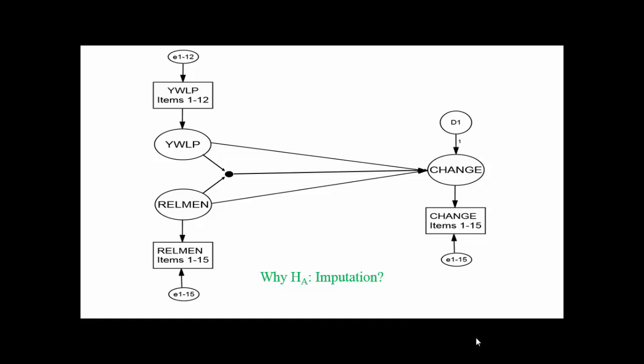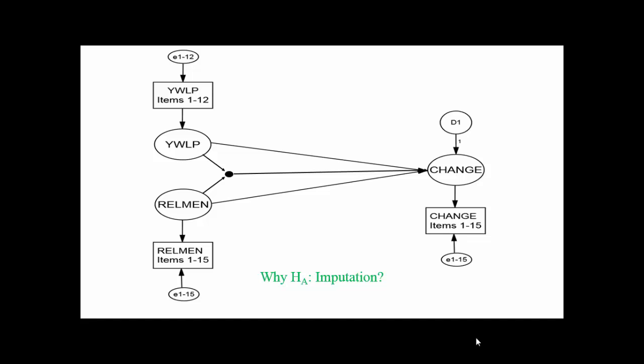But what this particular researcher also wanted to do is see if it was possible to test whether or not the YWLP participation and relative mentorship quality interacted to produce change. So in other words, is it just additive or is it interactive? So this big black dot in the center of this analysis diagram is the YWLP by relative mentorship interaction term.